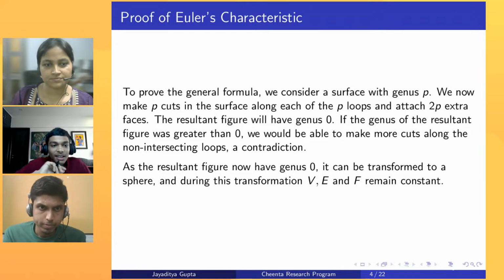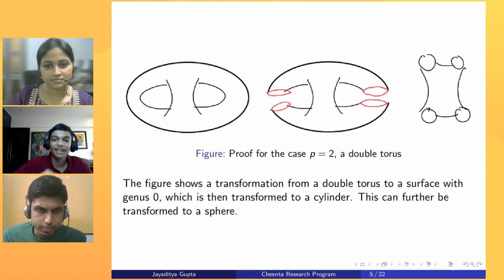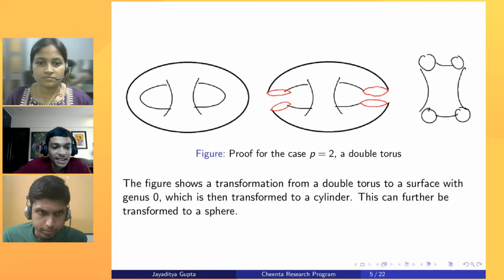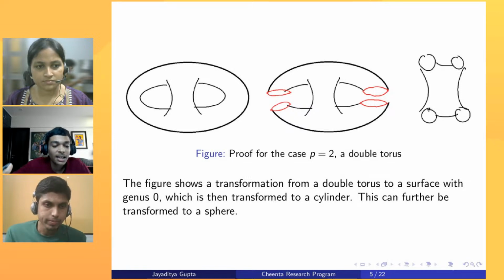Could you go to the next slide? I wanted to begin with a more specific case. We'll show the proof first for a double torus and then a surface of any genus. A double torus has a genus 2, which means that the maximum number of cuts you can make along non-intersecting loops so that the surface would still be a connected surface is 2.